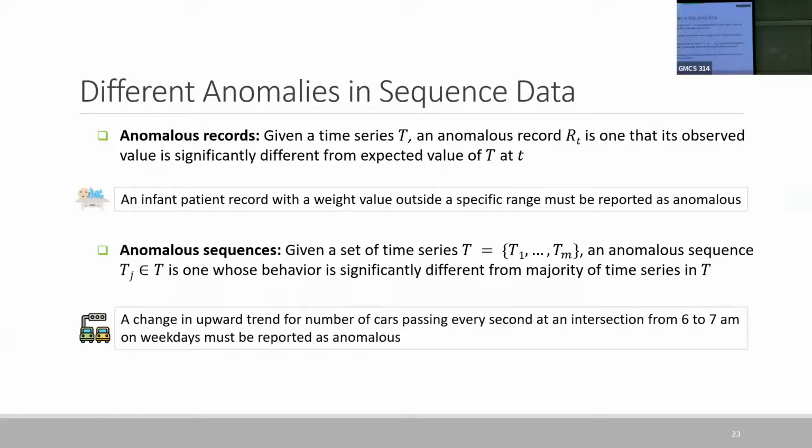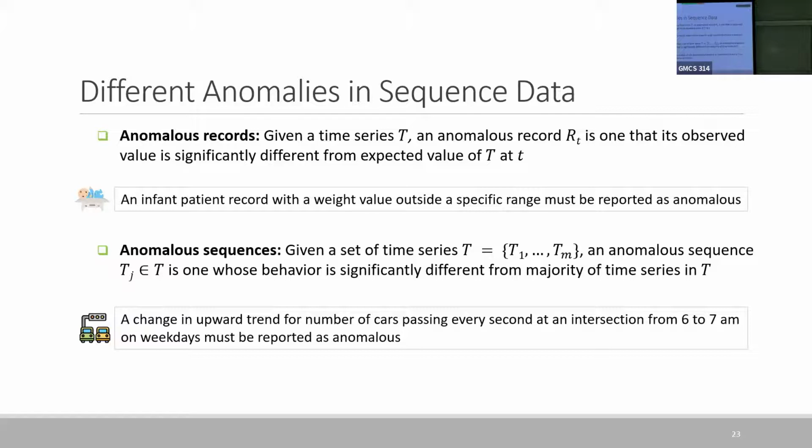Before talking about this approach, let me give you some examples of different types of anomalies that can occur in sequence data. In a sequence data set, where the order does matter, there are two types of anomalies: an anomalous record and an anomalous sequence. An anomalous record is one whose observed value is significantly different from what is expected.